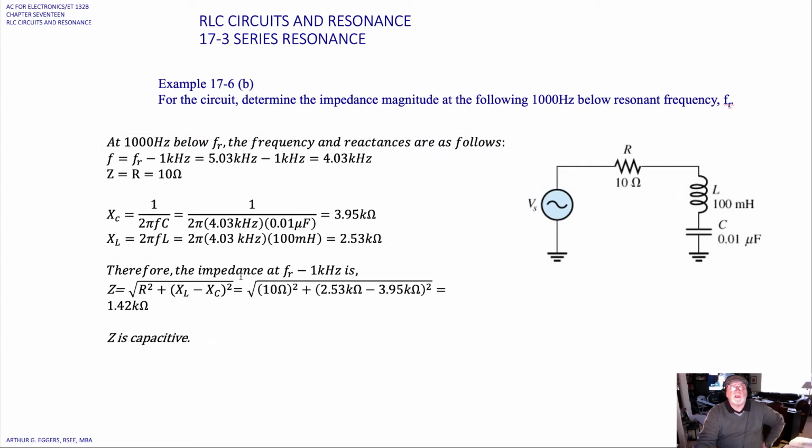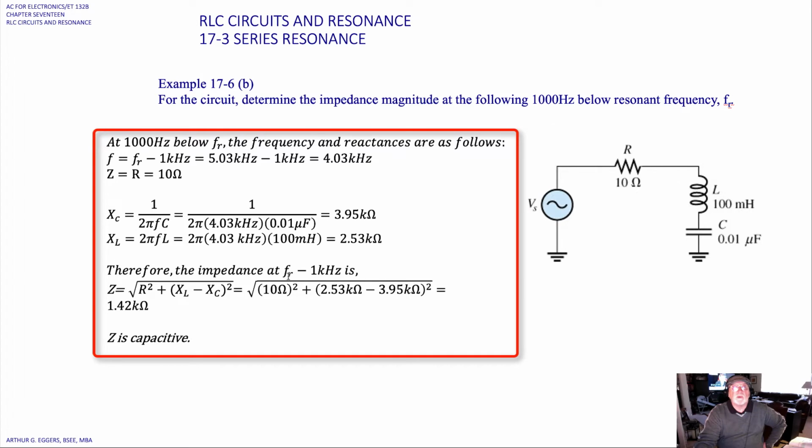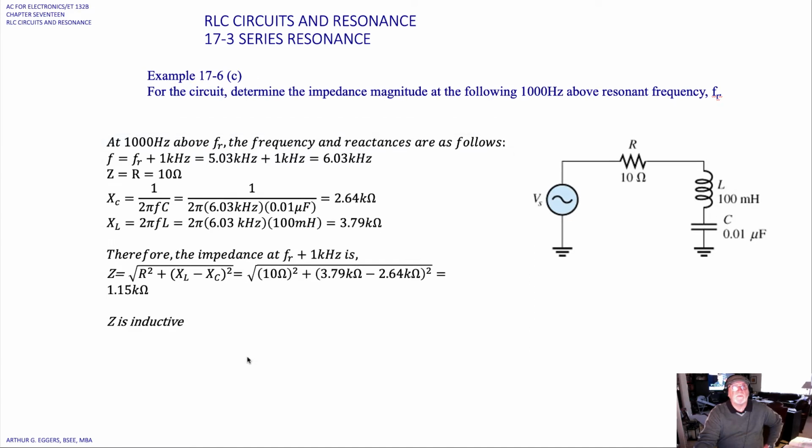Therefore, the impedance at the frequency 1 kHz below resonance is equal to, we just apply the phasor value, square root of R squared plus X sub L minus X sub C squared, which gives us a value of 1.42 kilohms. This is a more capacitive circuit at that frequency.